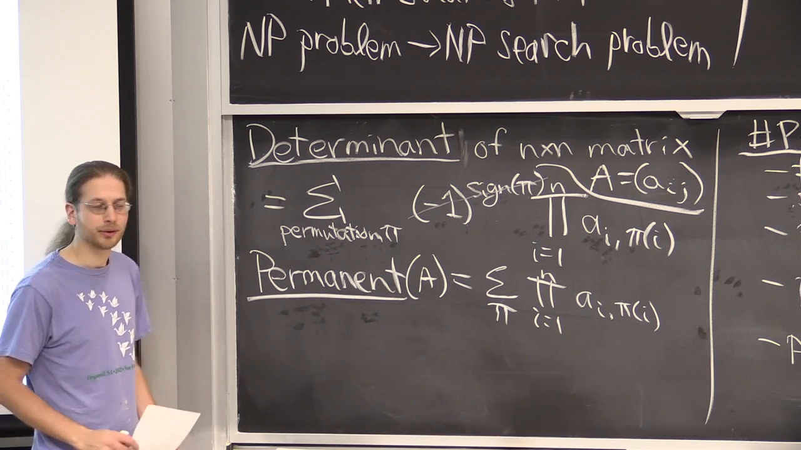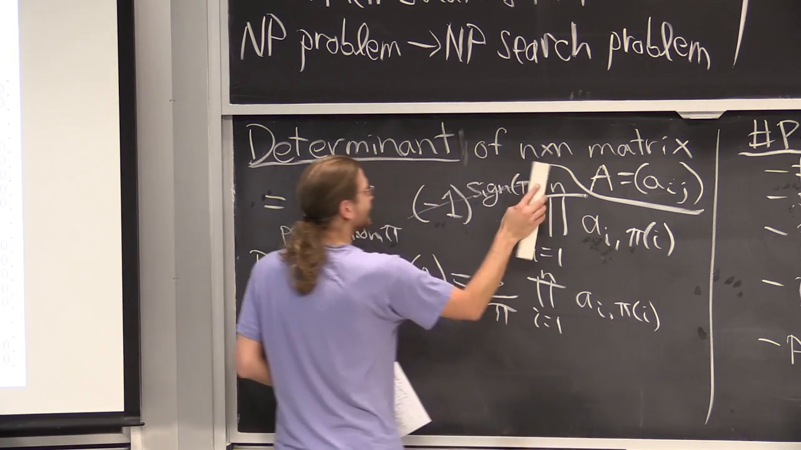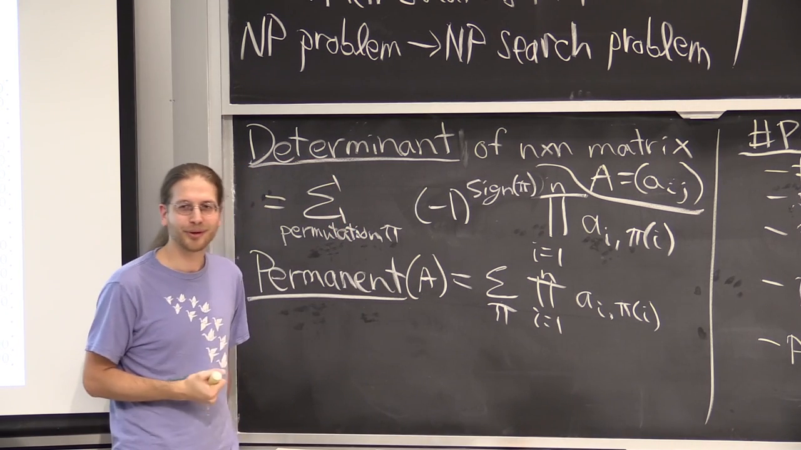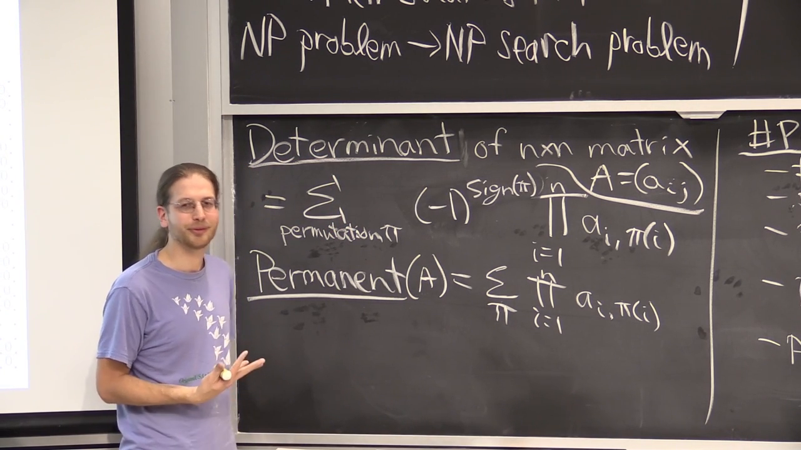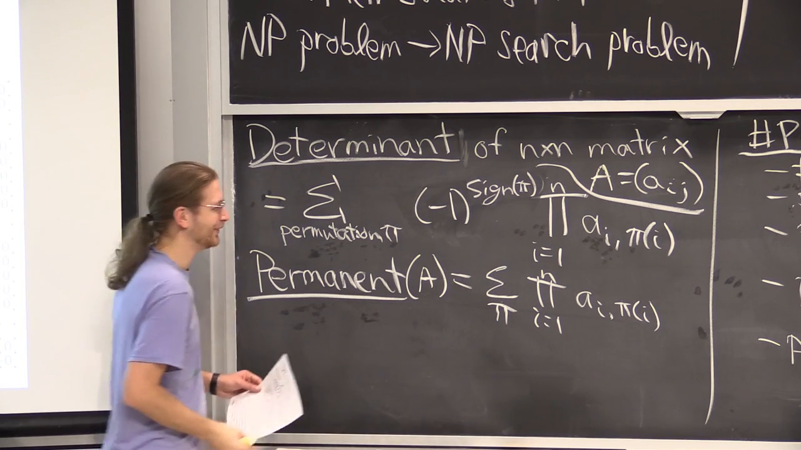Don't you just mean sign, minus 1 to the sign of pi? Yeah. So, I don't know. It depends. If you call the number of transpositions mod 2, then it's 0, 1. Okay. You know what I mean. Cool.